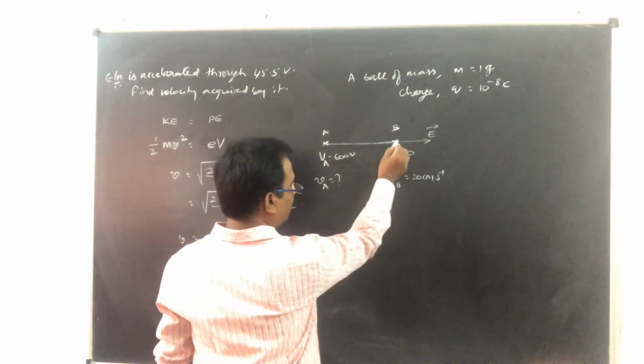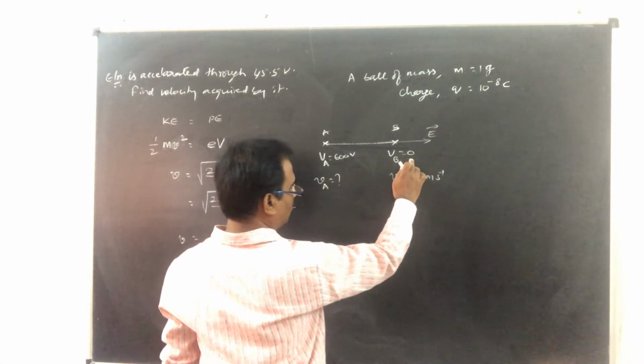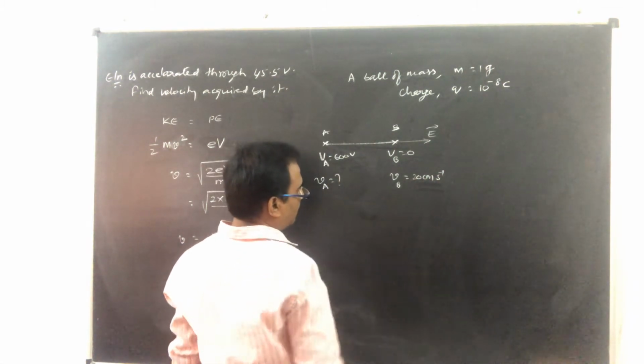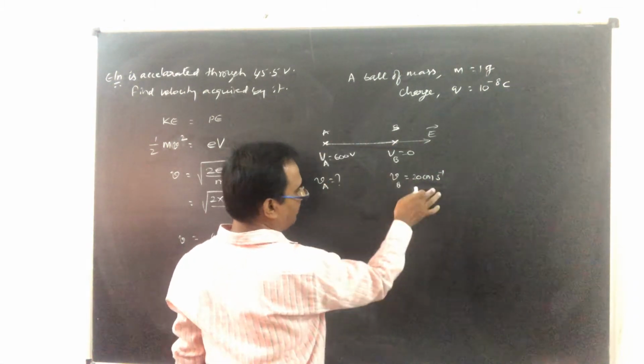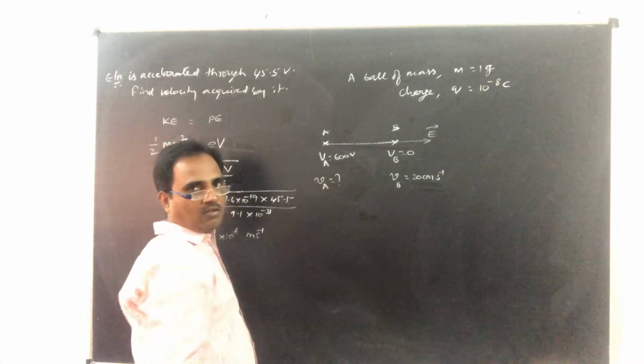While it moves from here to here, that means from potential 600 volt to potential 0, its velocity is gained to 20 centimeter per second. That means when the ball moves from here to here, this is the velocity. When the ball was here, what would be the velocity? That's the problem.